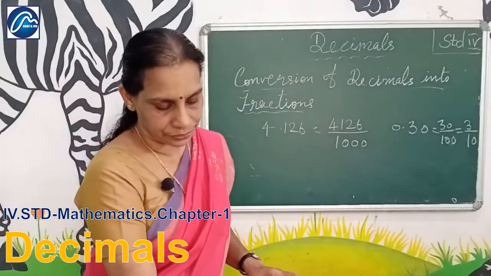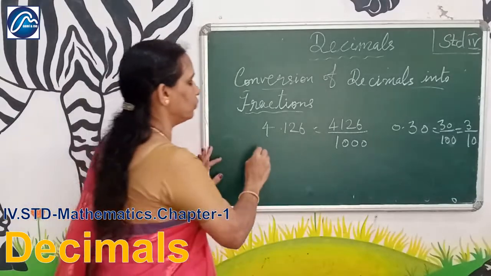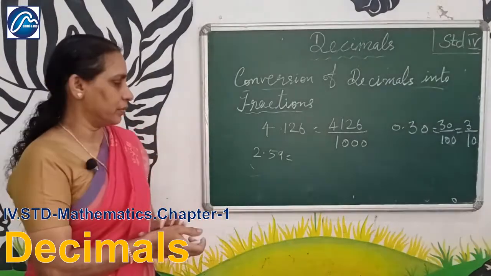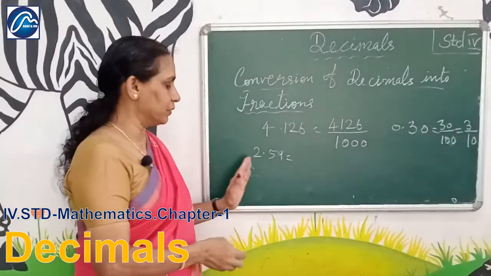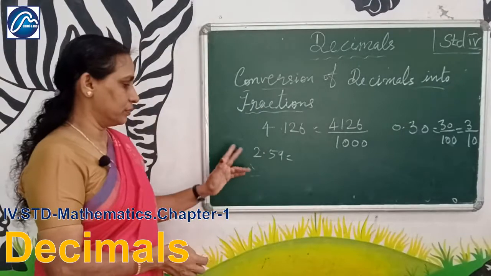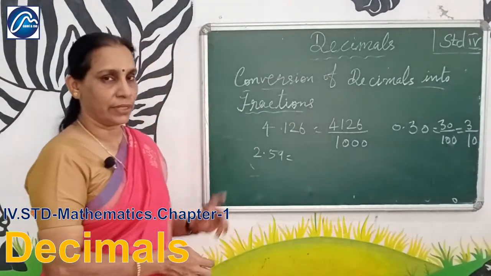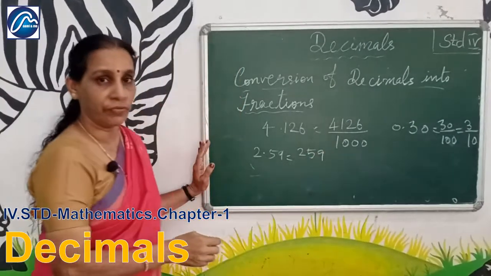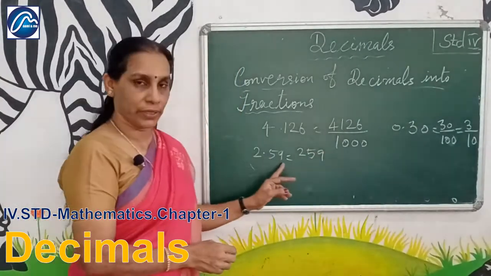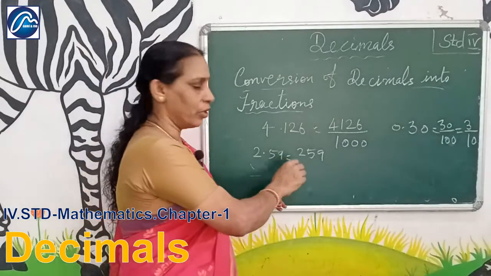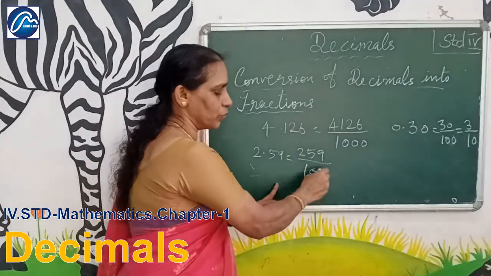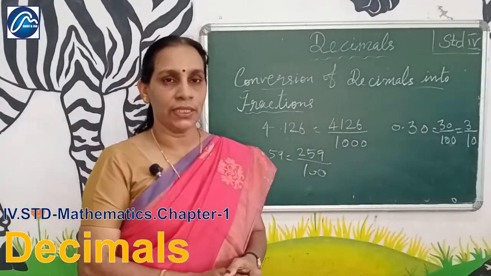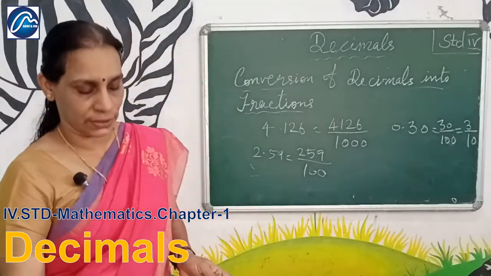Now 2.59. First you avoid this decimal and write the number. That means 259 by, how many places are there? 2 places. So 1 should be followed by 2 zeros. This is how we change decimals into fractions.